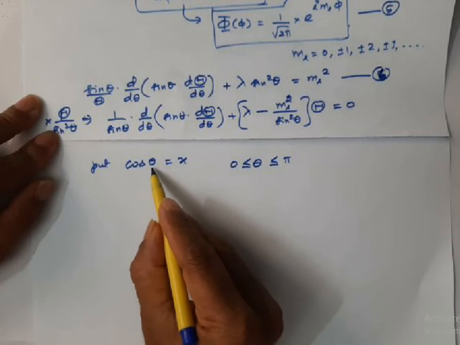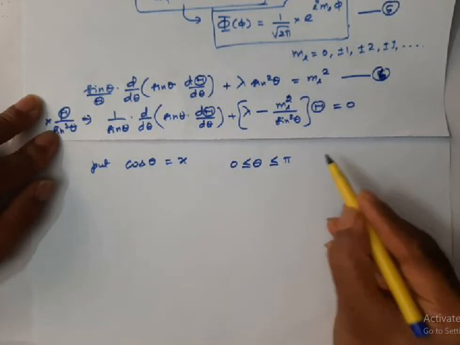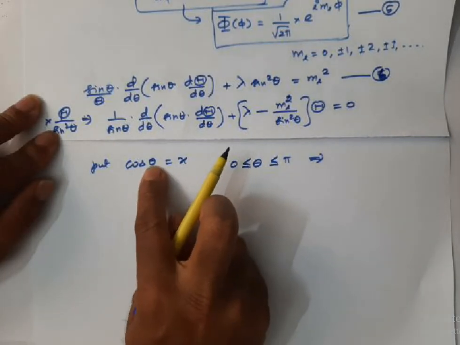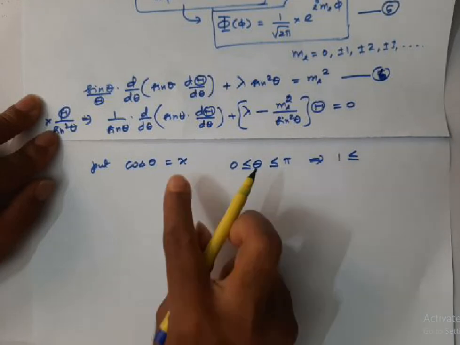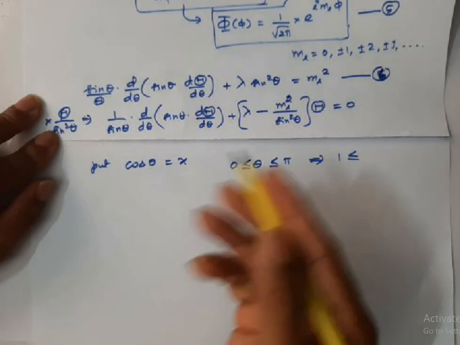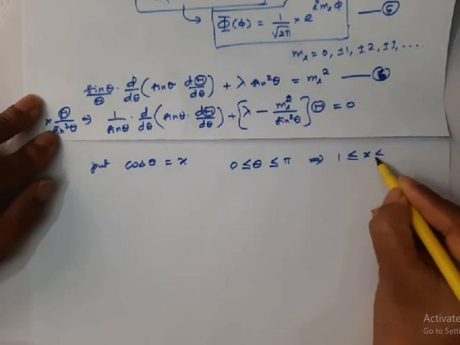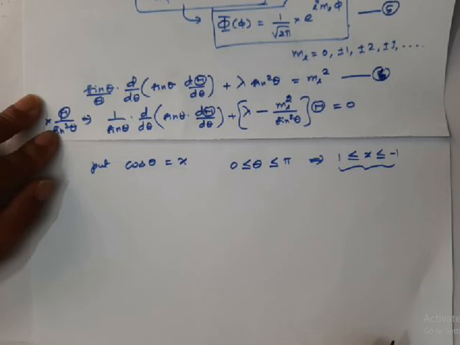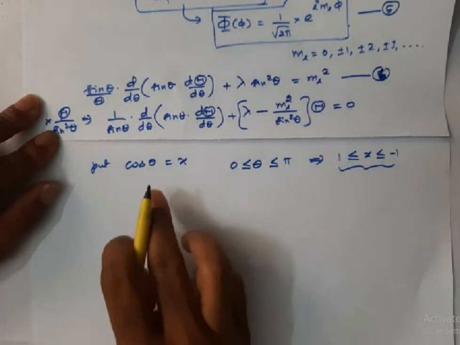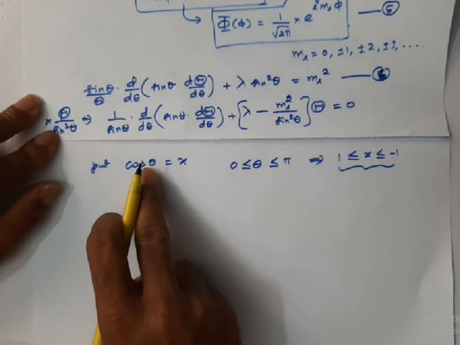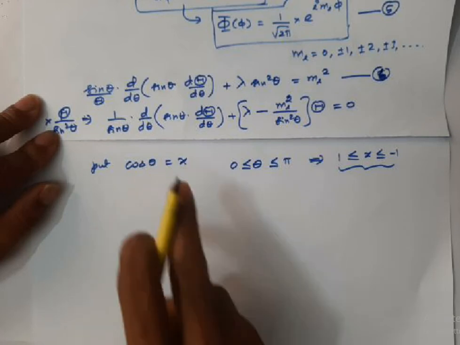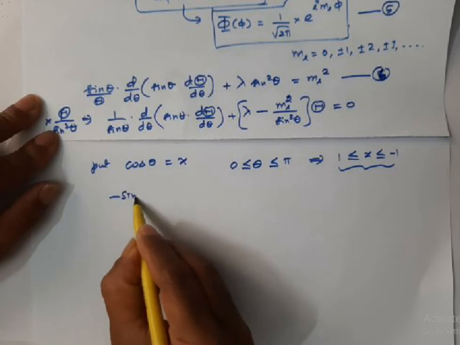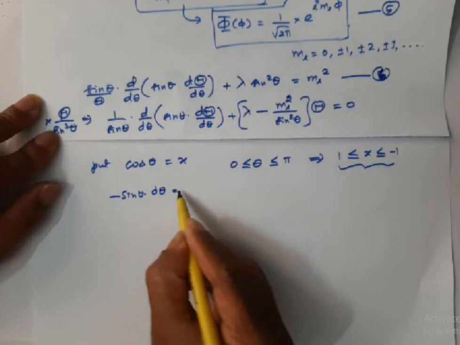Now I am changing the angle theta to a new variable x. If I put theta equal to 0 here, cos 0 is 1. If I put theta equal to pi here, cos pi is minus 1. Therefore, the x limit will become plus 1 to minus 1. I'm just taking this cos theta as x. Then if I differentiate this, I'll get minus sin theta into d theta equal to dx.